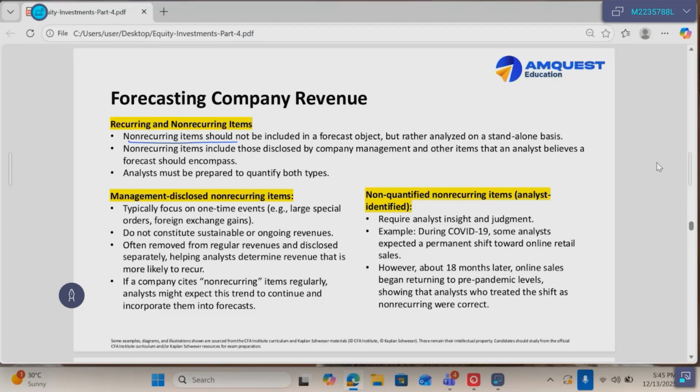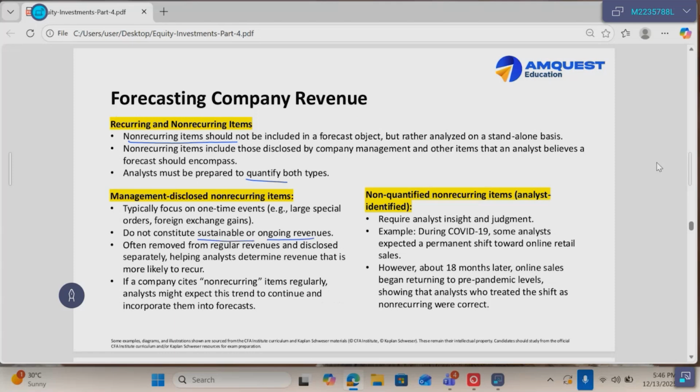Analysts must be prepared to quantify both types. So is it non-recurring, but it can happen in the future? Or is it non-recurring and it may not happen in the future? You have to adjust your analysis accordingly. Management disclosed non-recurring items, this you will usually find from the annual report data. It typically focuses on one-time events, for example, a large special order or any kind of foreign exchange gains you have experienced because of foreign exchange fluctuations. This does not constitute sustainable or ongoing revenue.